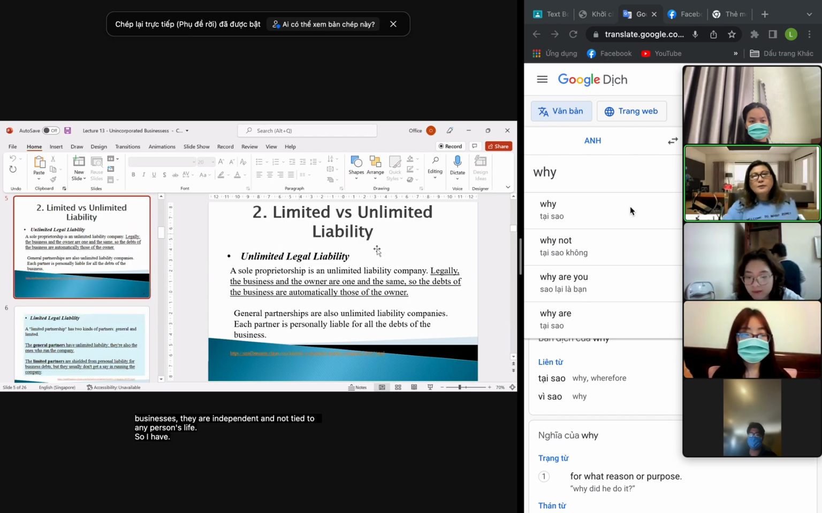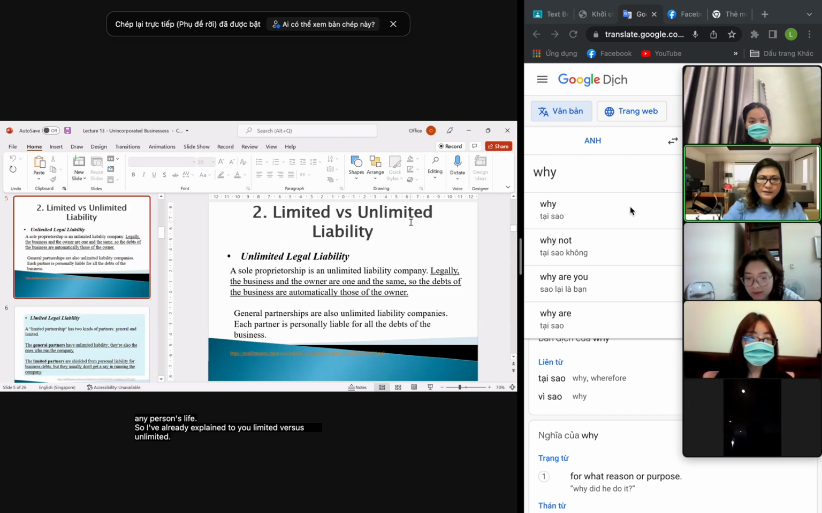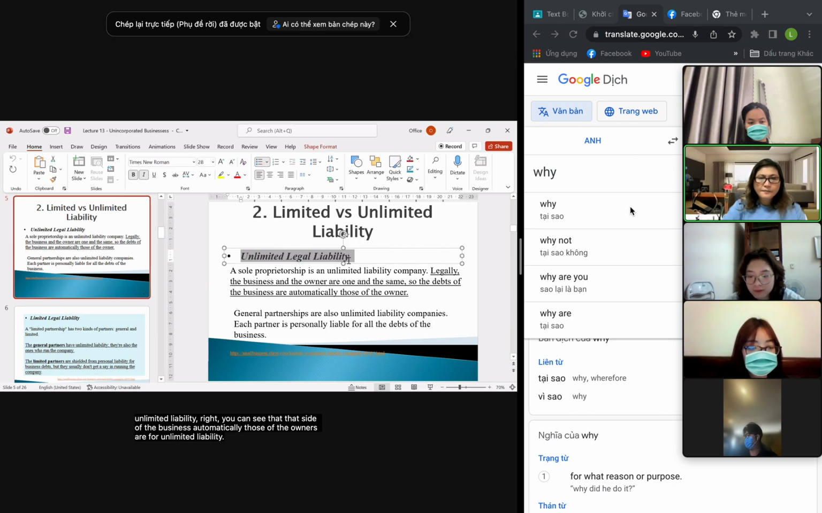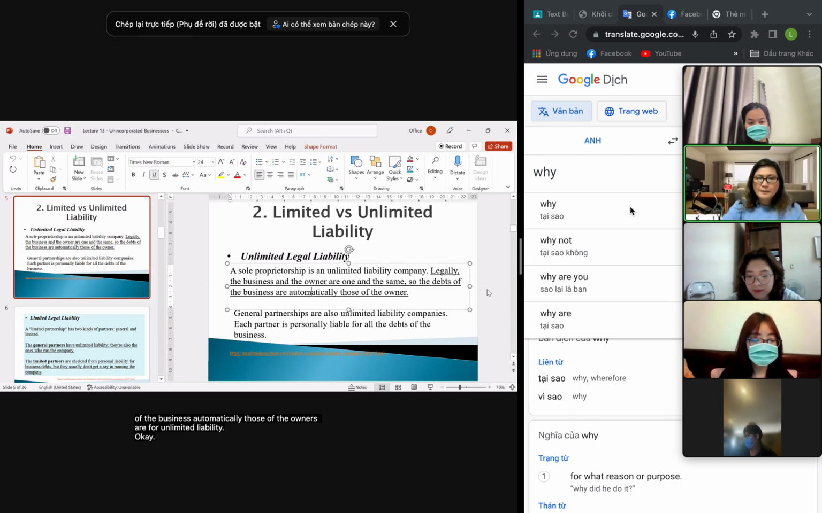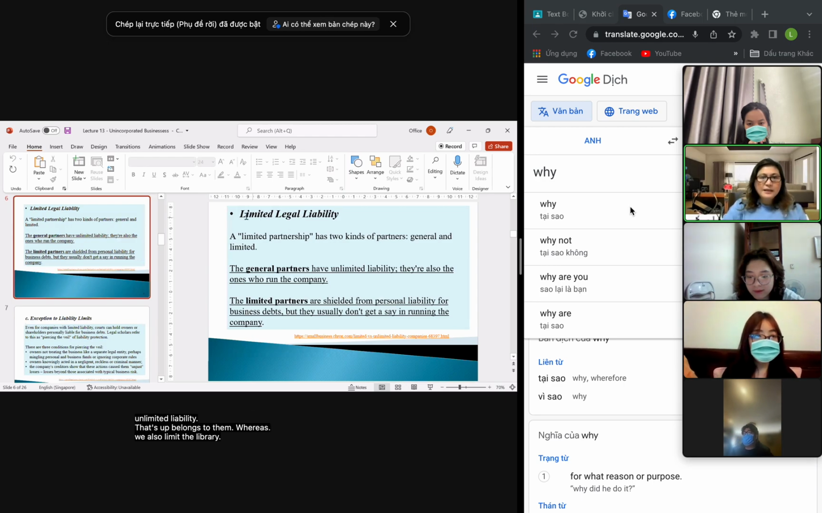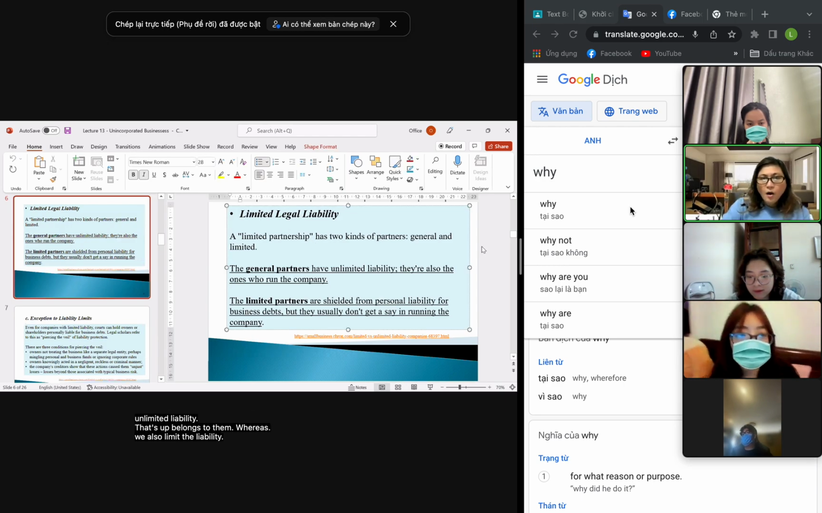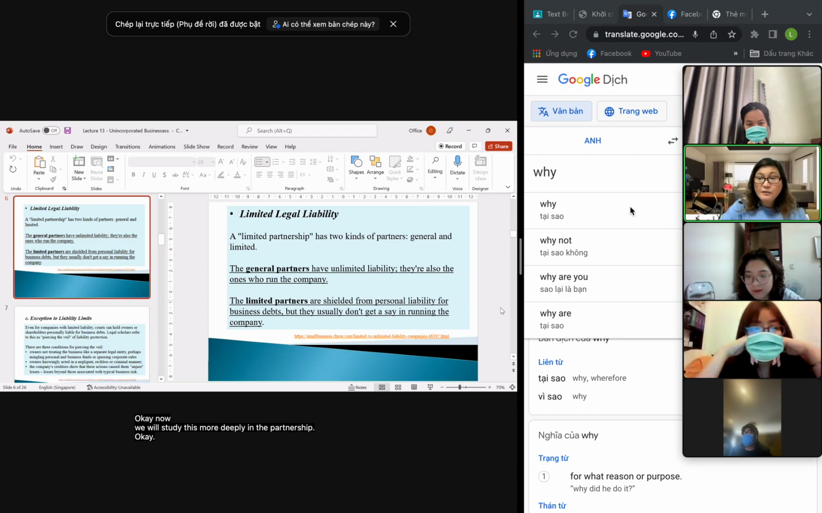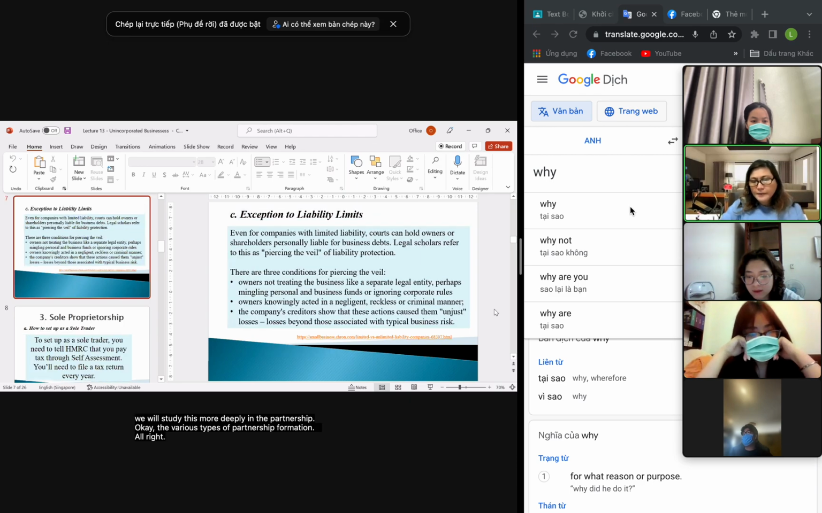So I have already explained to you limited versus unlimited liability. You can see the debts of the business are automatically those of the owners for unlimited liability. The debts belong to them, whereas for limited liability, we will study this more deeply in the partnership, the various types of partnership formation. This one you can ignore.